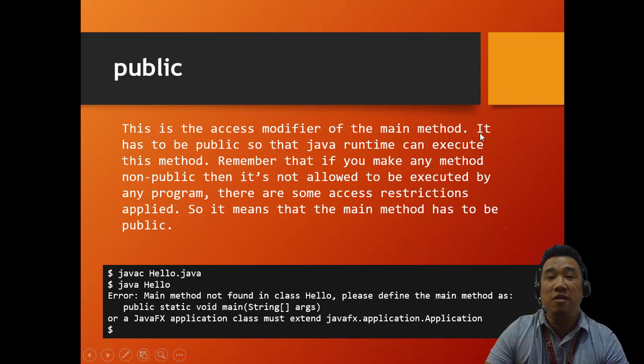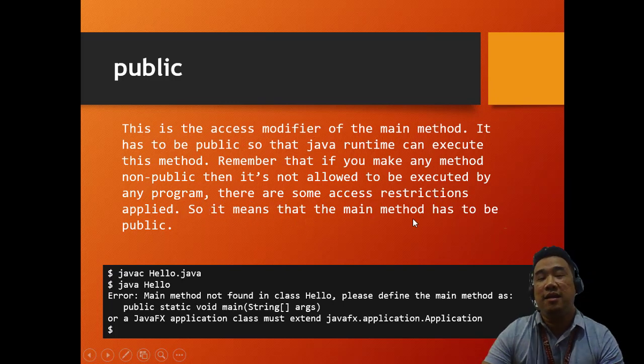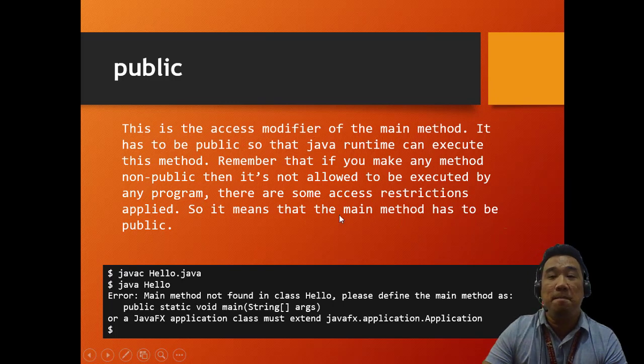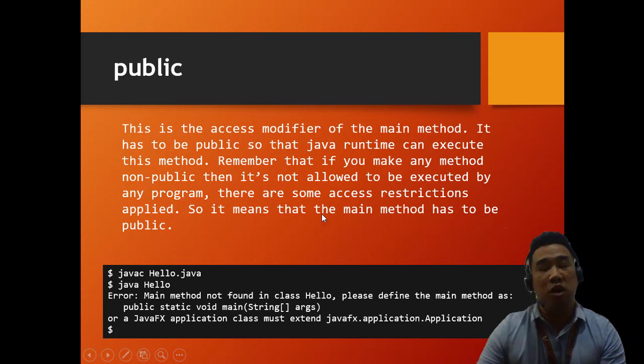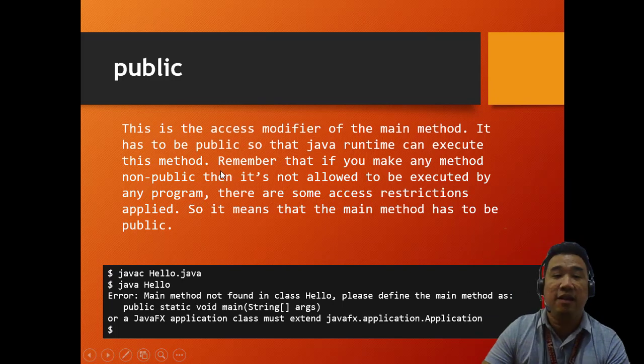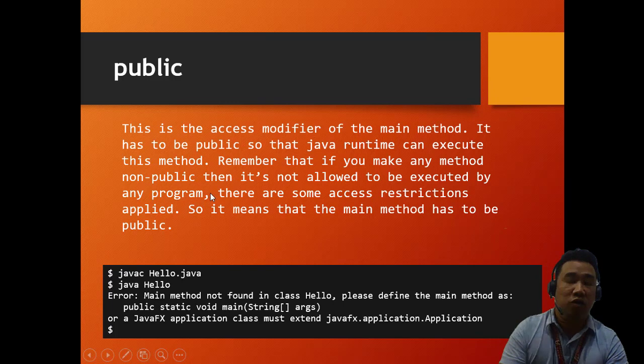So take note, it has to be public so that the Java runtime can execute this method. Remember that if you make any method non-public, then it's not allowed to be executed by any program. Okay. So there are some access restrictions applied. It means that the main method has to be public. So let's say, for example, our main method is not public. You removed it, or you just did not make it public.